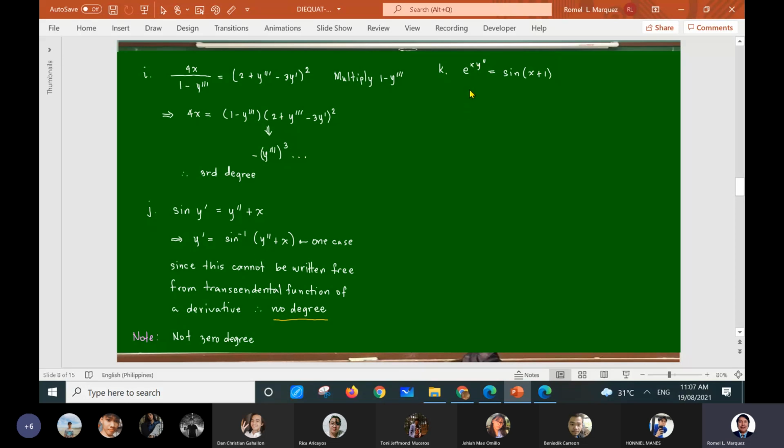Can I make it free of e? I can take the ln, right? If I take the ln of each side, I will get x y double prime equals ln of sine x plus y plus 1. Now, do we still have a transcendental function of the derivative? Does the right side contain a derivative? No. What is the highest exponent of y double prime? 1. So it is first degree. Okay, guys?